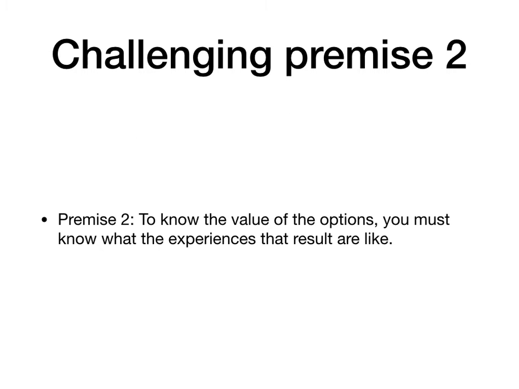Okay, so in the last lecture, I challenged Paul's premise 3, right? Taking this in sort of slightly reversed order, in this lecture I want to talk a bit about premise 2 and some challenges to it, right? Premise 2 says to know the value of the options, you must know what the experiences that result are like. So I'm actually going to challenge this one in this lecture and the next lecture. I want to say most of the challenge in this lecture, but a few things that kind of push back on this in the next.